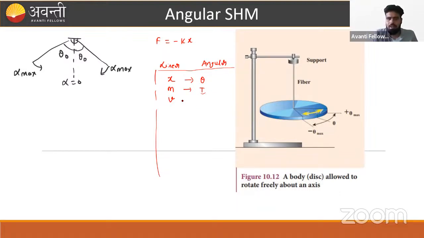We can say the same task is performed by omega, that is angular velocity. Here we have the term acceleration, and the same term is represented by angular acceleration. The same task that is performed by the force is performed by the torque. I hope this is clear to everyone.